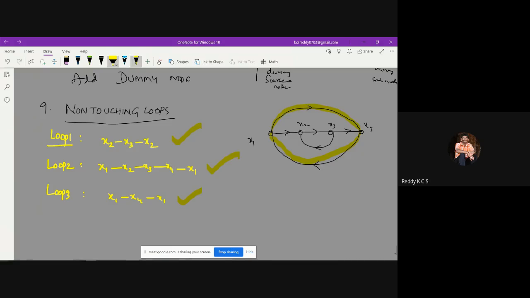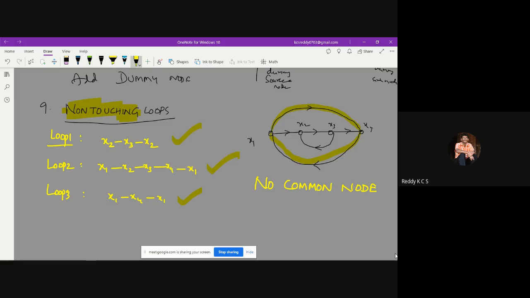But among these, when I'm talking about non-touching loops, non-touching means they should not have any contact. When I say contact, it means a common node. In this case, no common node should be present in any of these.